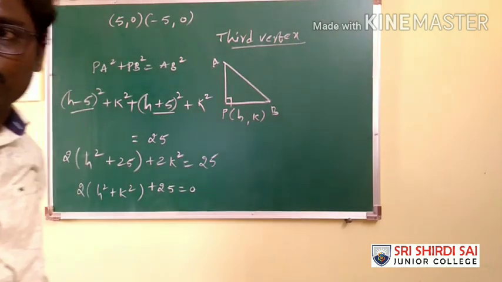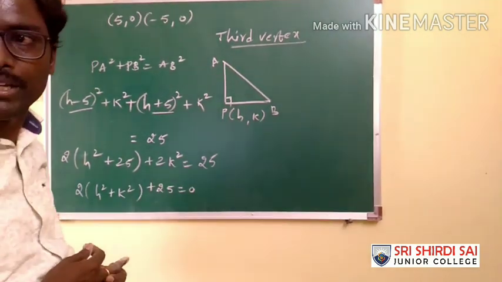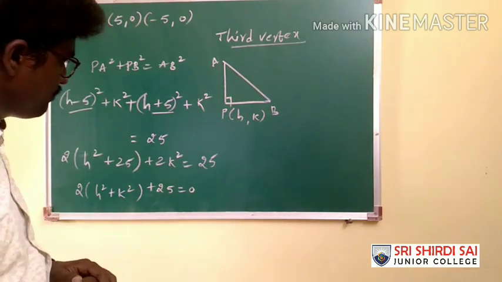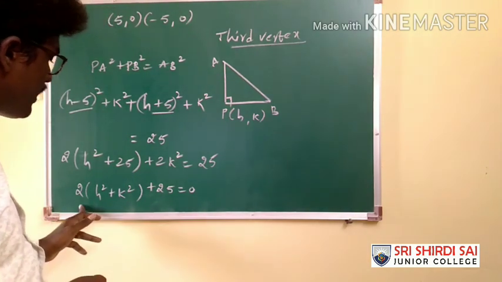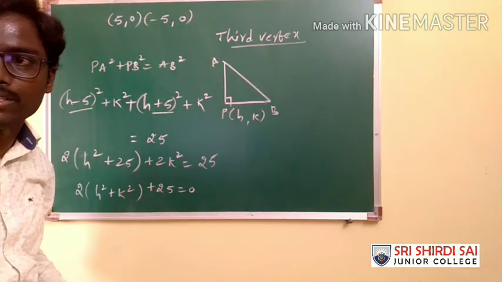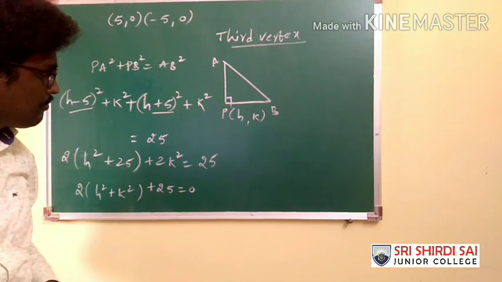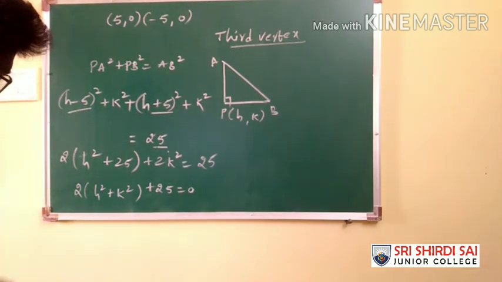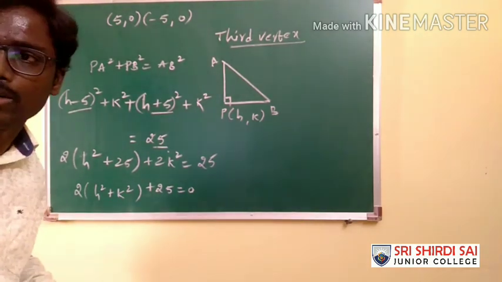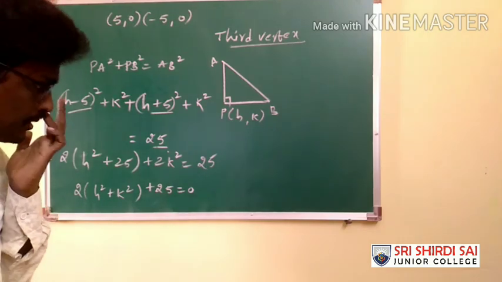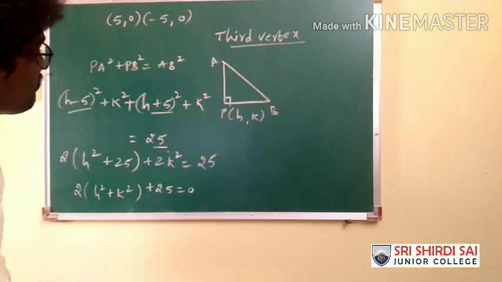Means here the locus is going to be 2 times of (x square plus y square) plus 25 is equal to 0, meaning 2 times of (h square plus k square) plus 25 is equal to 0. Yeah, none of our options match, something went wrong.